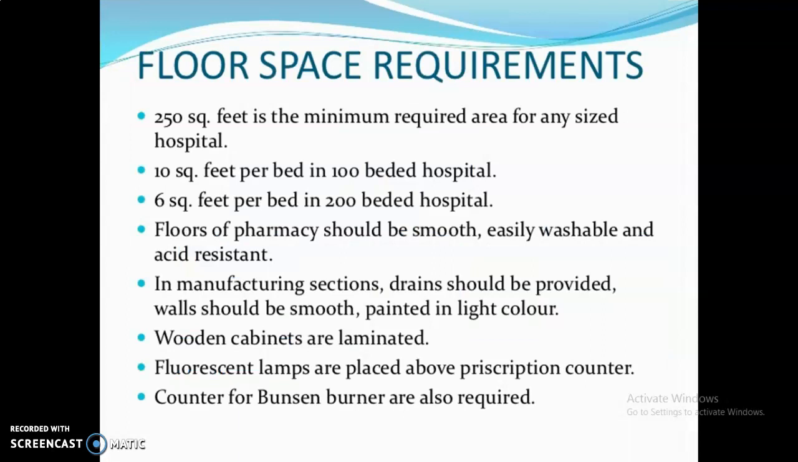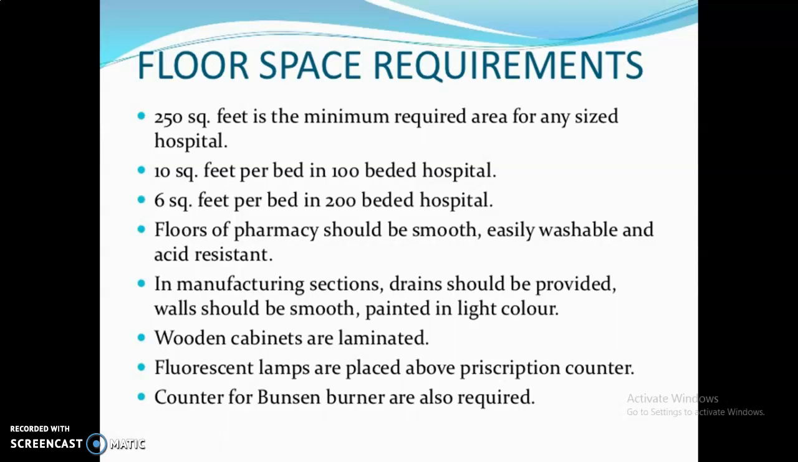Floor space requirement. The total floor area of the pharmacy depends upon the scope of its operations or the subunits forming part of the hospital pharmacy. It also depends upon the patients served and the catchment area of the hospital. The floor space should conform to the norms laid down by the Drugs and Cosmetics Act 1940 under Schedule M. The pharmacy requires a minimum of 250 square feet area for any size hospital.